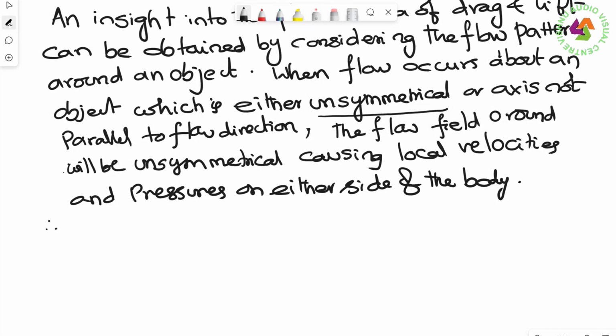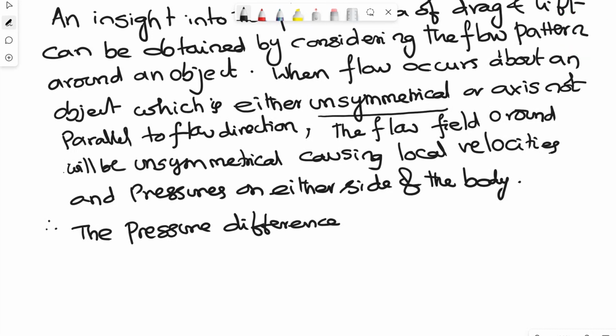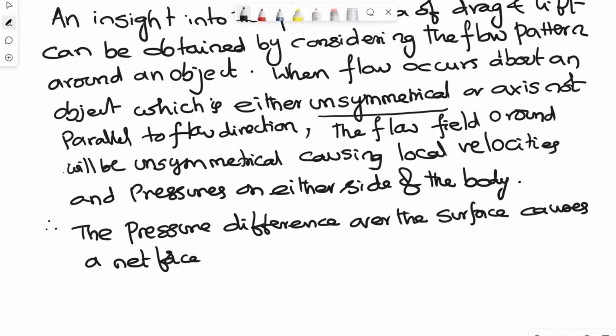So now what happens? Basically, the pressure difference, because I told you the pressures differ on either side of the body. So the pressure difference over the surface causes a net force to act on the body. This is one reason.